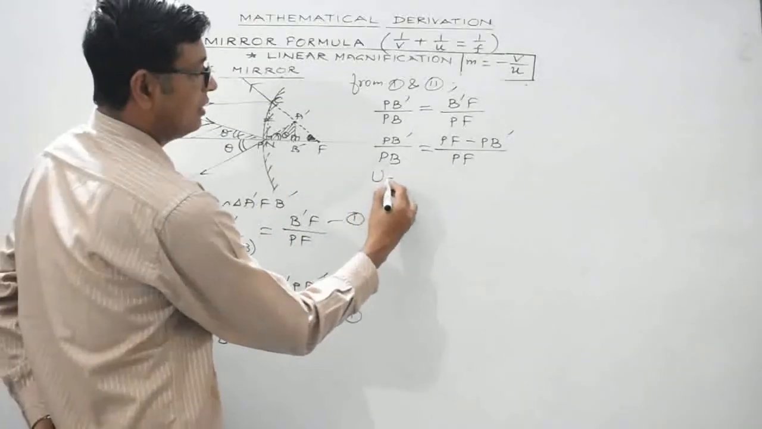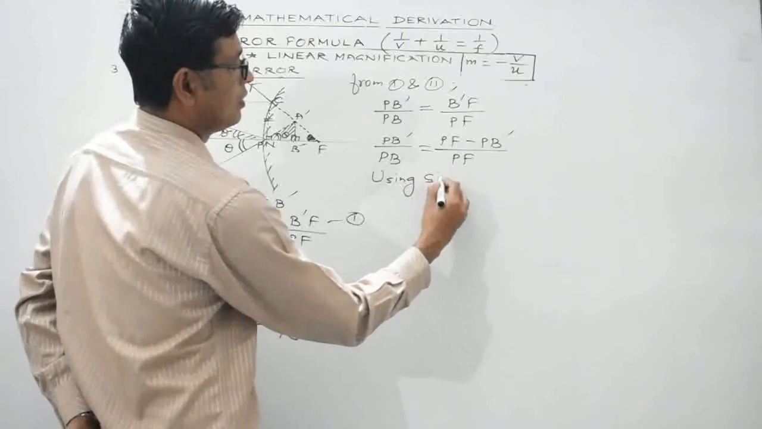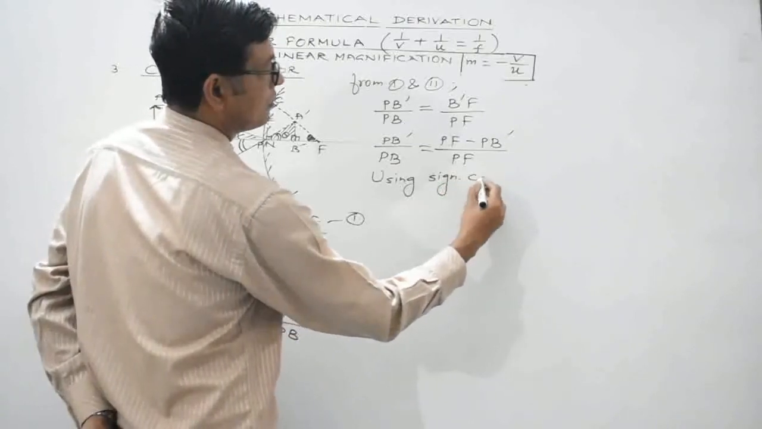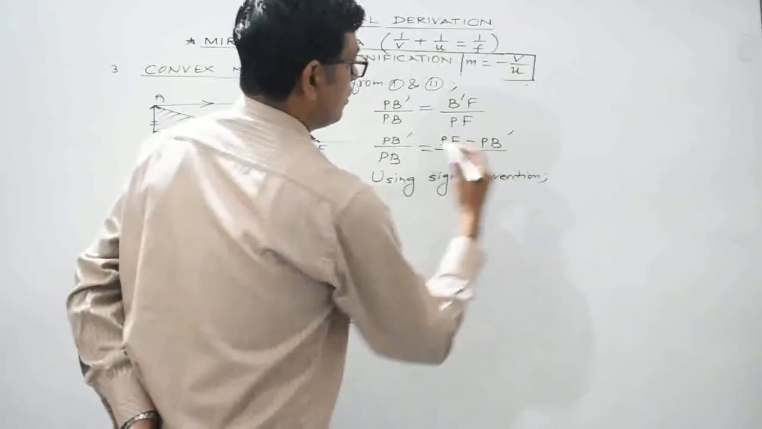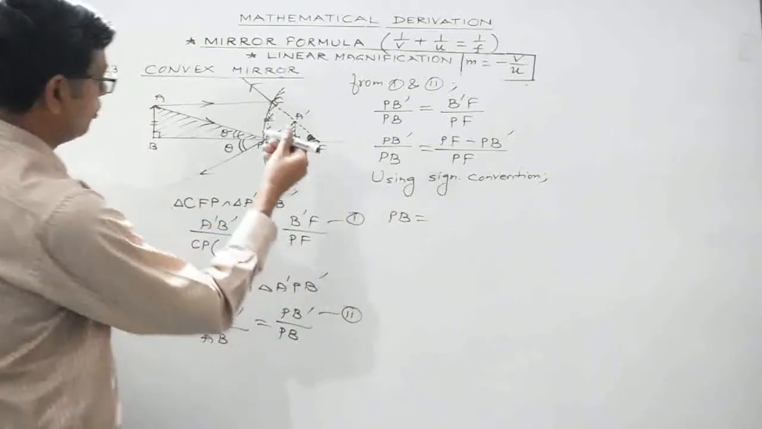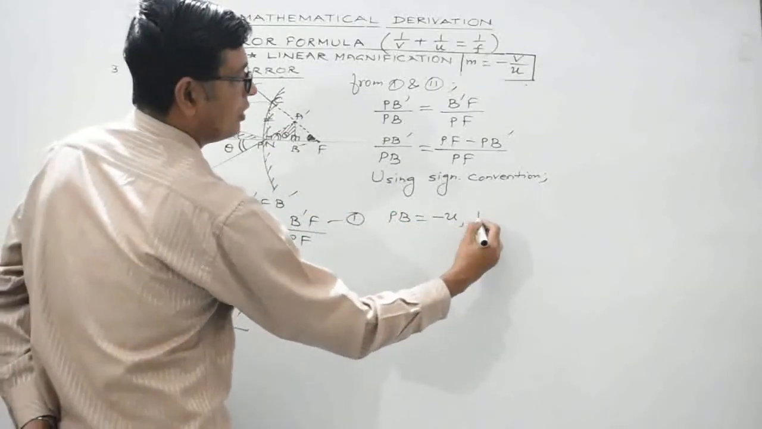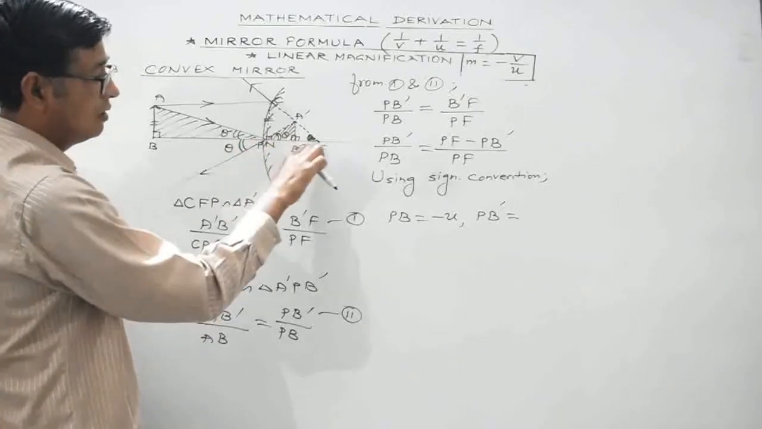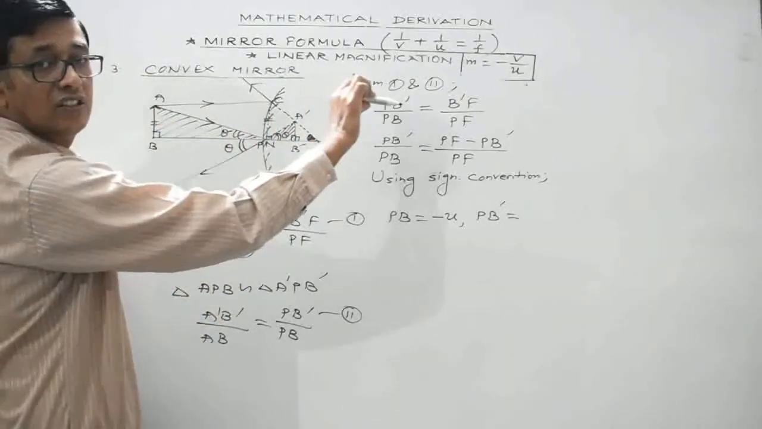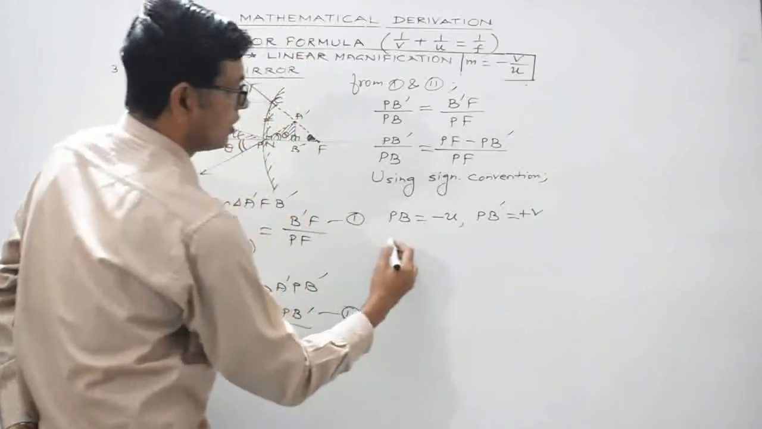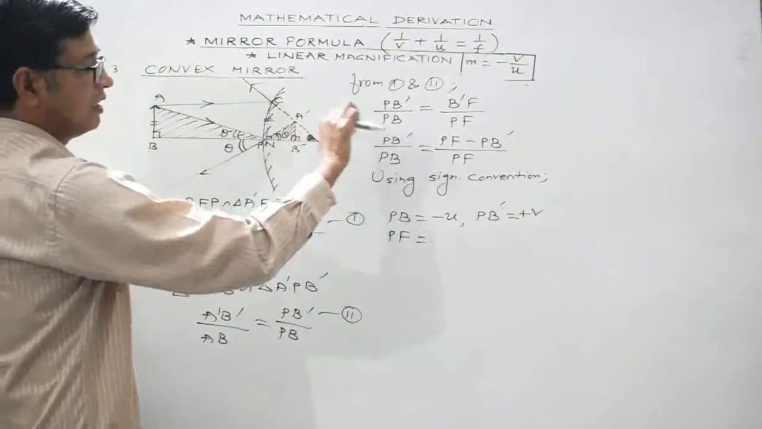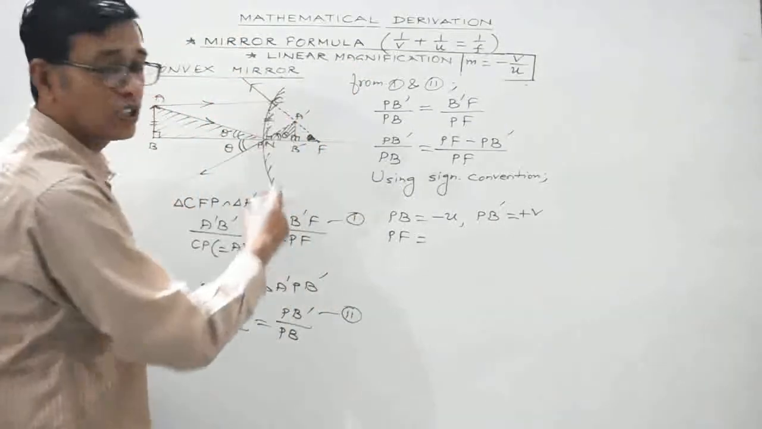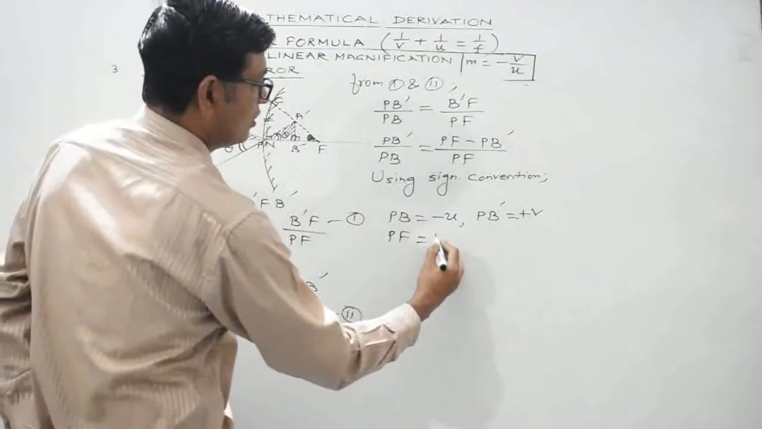Now, let's make use of sign convention. PB, object distance, is always negative. PB', image formed is virtual. Now look, PB' is measured along the direction of the incident ray, so it has to be positive. PF, focal length, again, is measured along the direction of the incident ray. And students, do remember, the focal length of a convex mirror is always positive, right? So it is plus F.